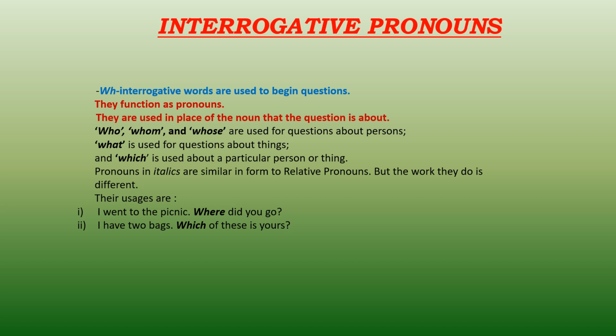WH interrogative pronouns are used to begin questions and they function as pronouns. They are used in place of the noun that the question is about. Who is used for questions about persons, what about things, and which is used about a particular person or a thing. Pronouns in italics are similar in form to relative pronouns, but the work they do is different.